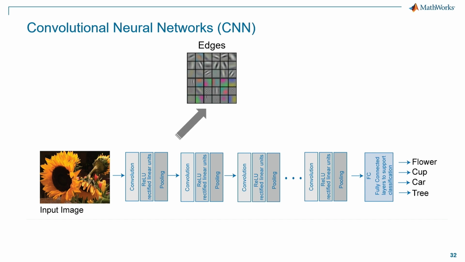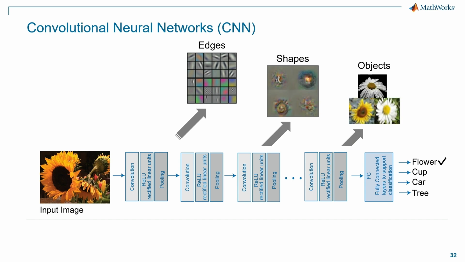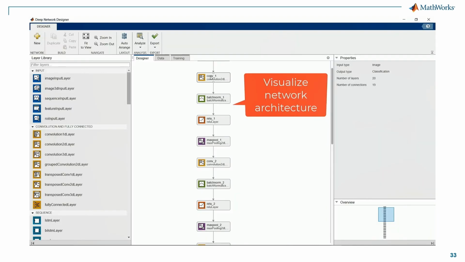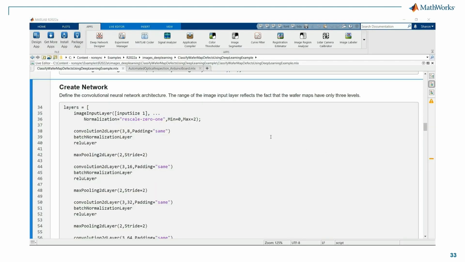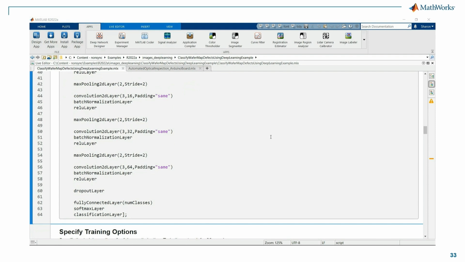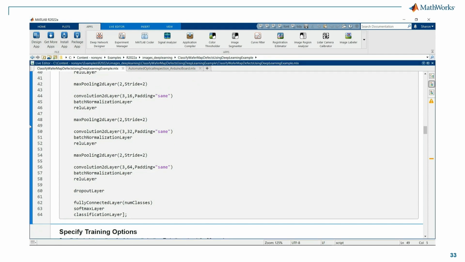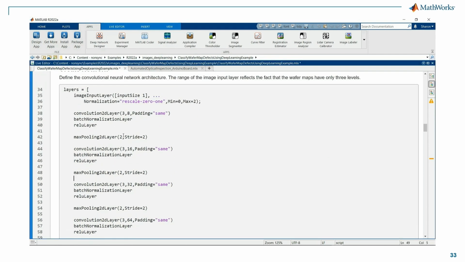What we do is, you see they have the edges, shapes, and objects in the different layers. MATLAB has an app to help you do this job, which we call the Deep Network Designer. This app can visualize the network architecture. So let's go back to the wafer example. Then we create this CNN network and try to do this job using the CNN.